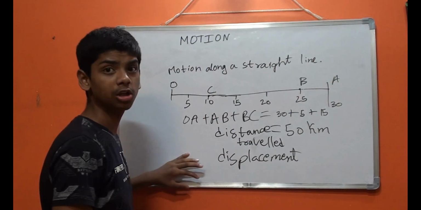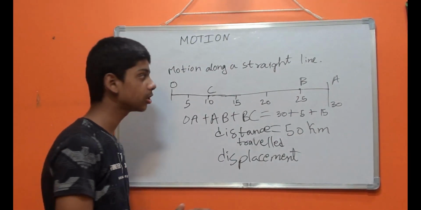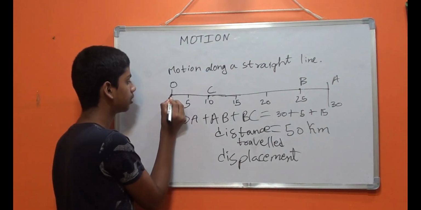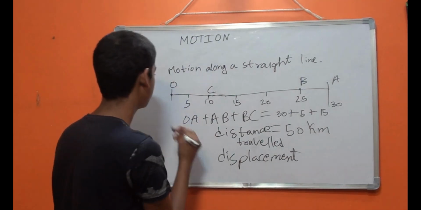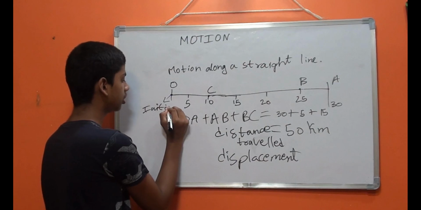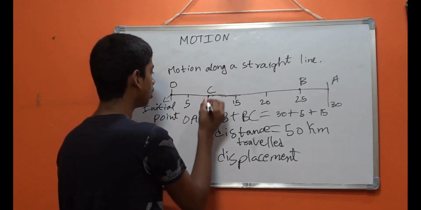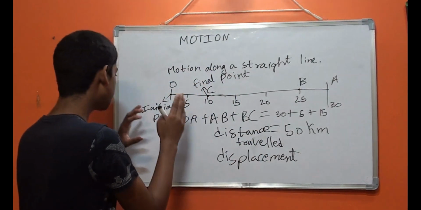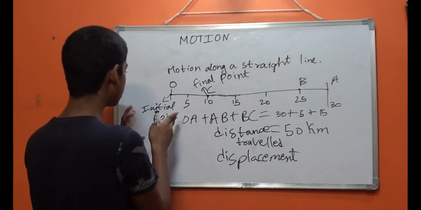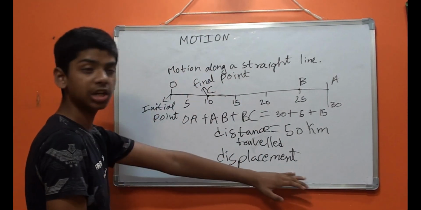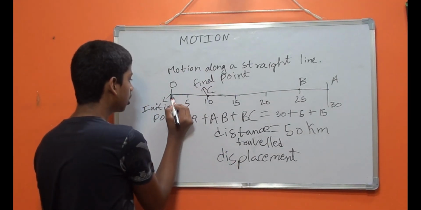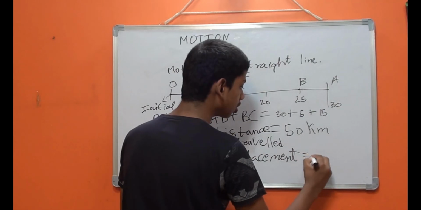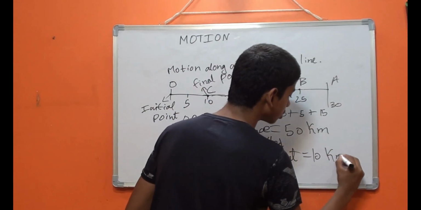Displacement means the distance between the initial point, meaning the first point, and the final point. So the distance between the initial point and the final point is the displacement. Now there is a 10 kilometer gap between the initial point and the final point. So displacement equals 10 kilometers.